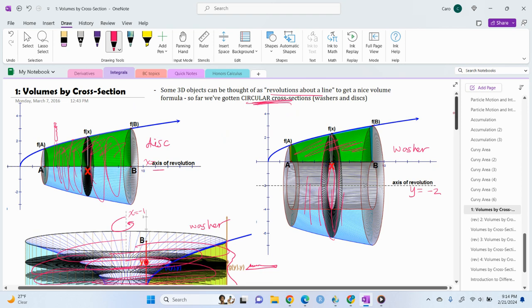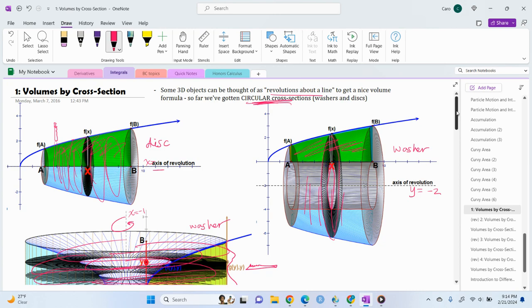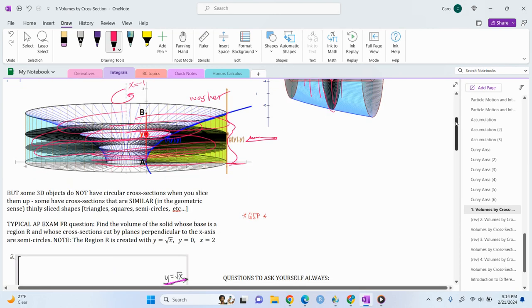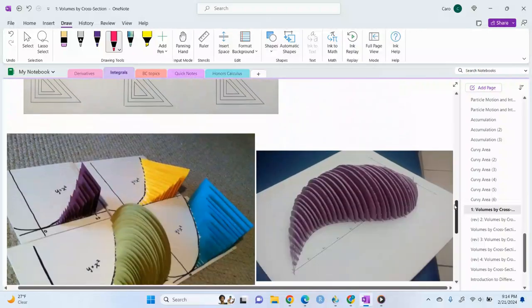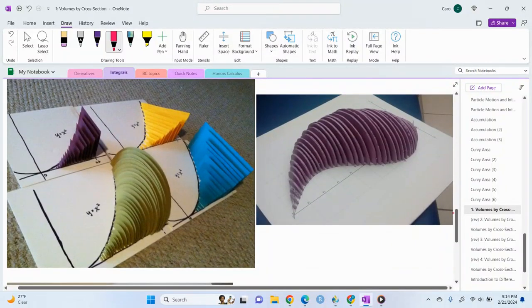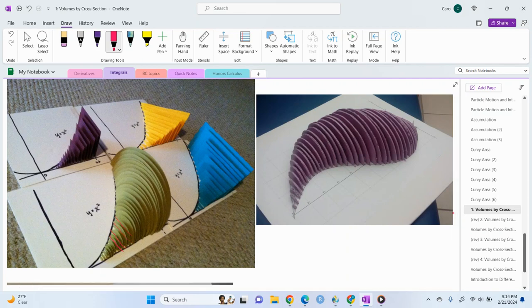But not every single volume is going to have a circular cross section. And I showed you a couple videos in class about what that would look like if they were not circular cross sections. I'm just going to show you those now. So what if you had a volume and if you were to chop it up and you pulled out random slices, what if they were semicircles, or in this case, squares, or right triangles, or rectangles? Here, you're chopping it up into a bunch of semicircles.